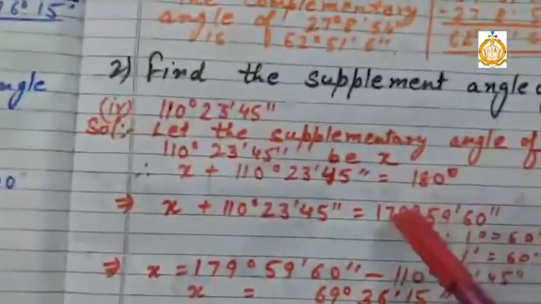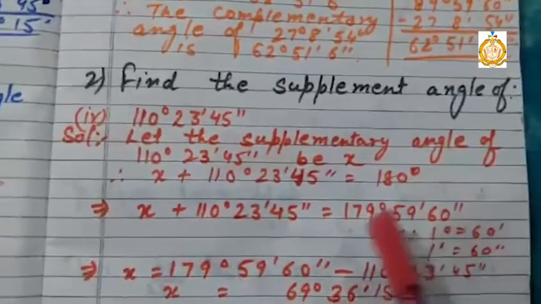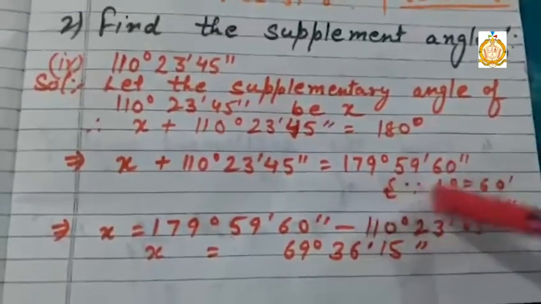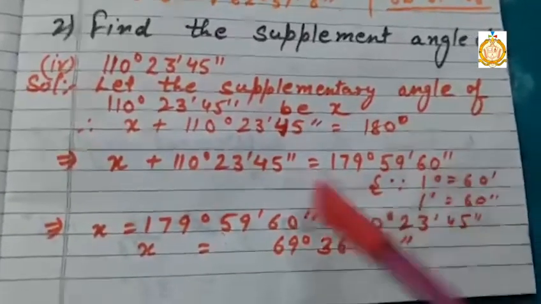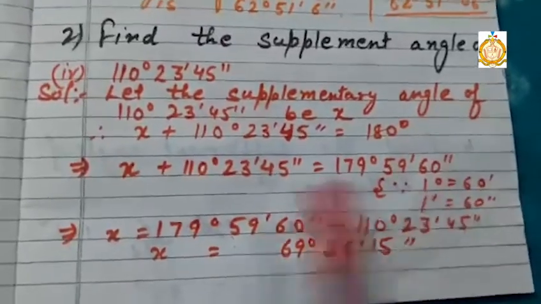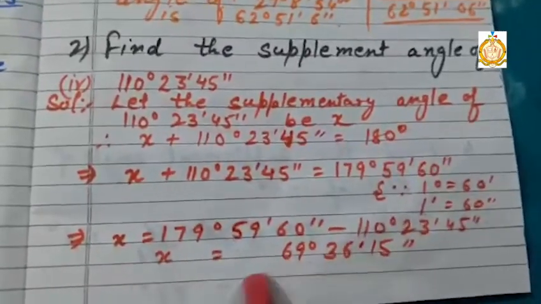And again we can write 180 degree as 179 degree 59 minutes and 60 seconds. You know how to convert it now. And again you have to mention the reasons, and again after subtracting it you would get the answer.